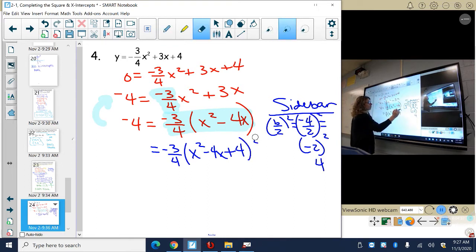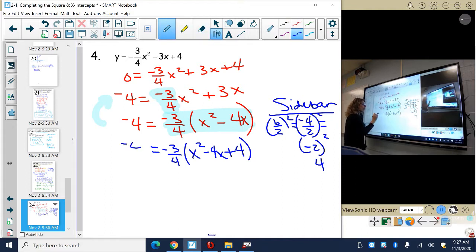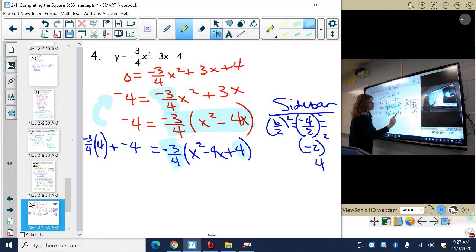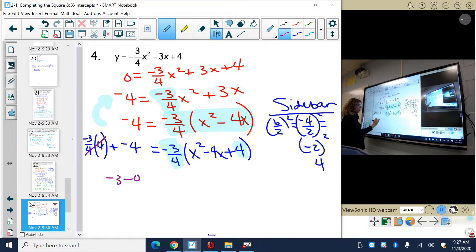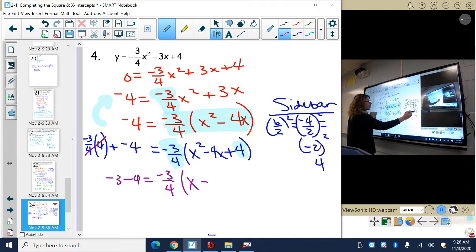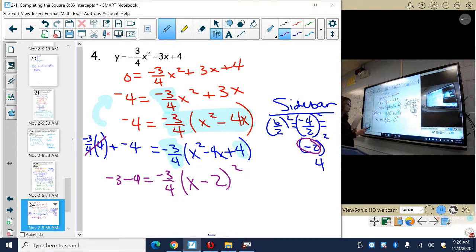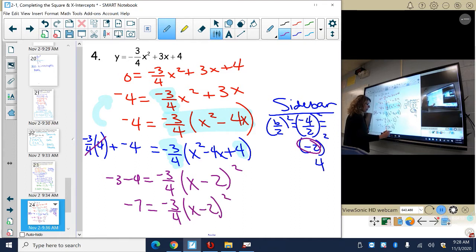No squared there. So what I'm actually adding to both sides is negative 3/4 times 4. Because this number is attached to this number, my multiplication. Okay? So next, you are going to have those 4's cancel out, giving you negative 3 minus 4 is equal to negative 3/4 parenthesis x minus, you want this number right here, which is a 2 squared. So this gives you negative 7 is equal to negative 3/4 times x minus 2 squared.